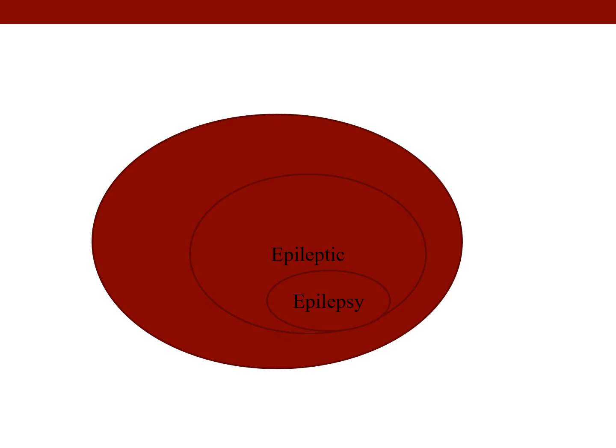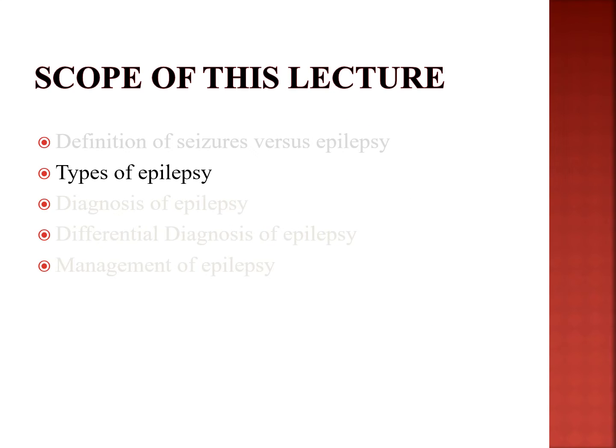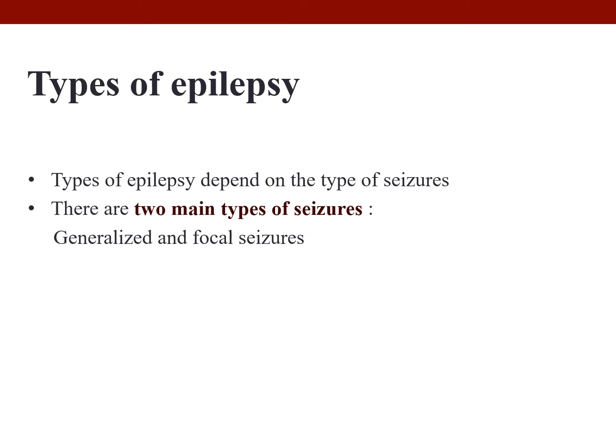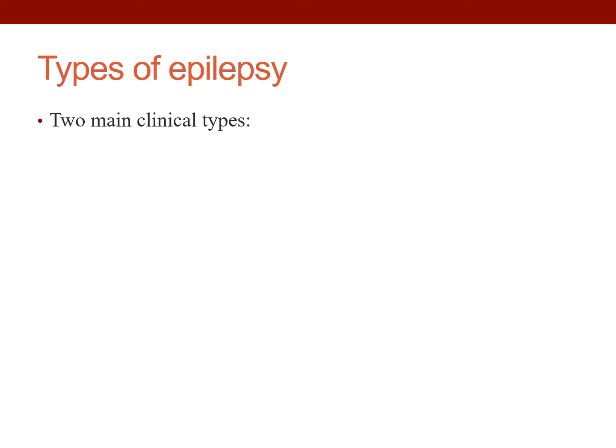Please ignore this slide. Don't look at it. Now, into the second part of the lecture: the types of epilepsy. Types of epilepsy depend on the type of seizures, and we have 2 main types of seizure, which are generalized and focal seizures. Let's try to understand what's the difference.